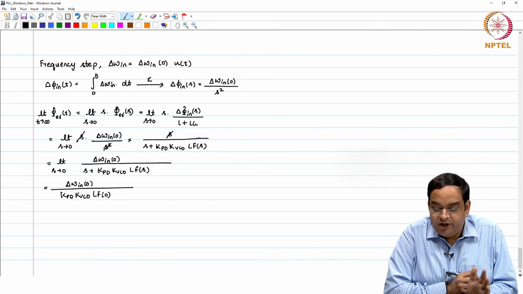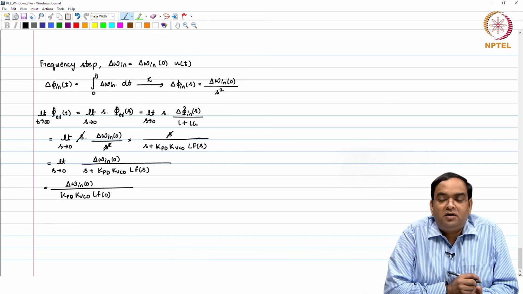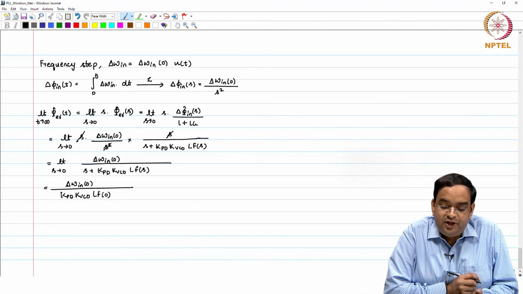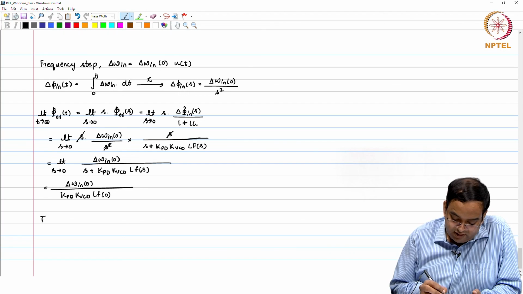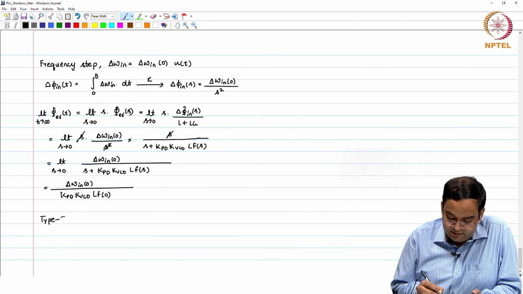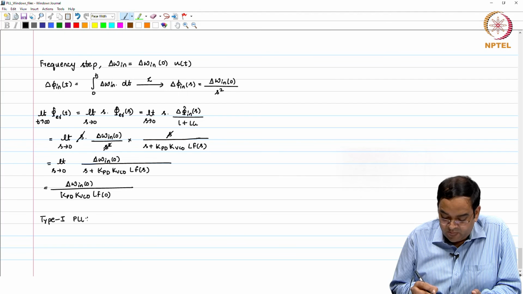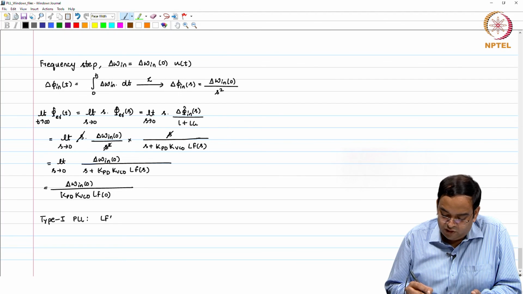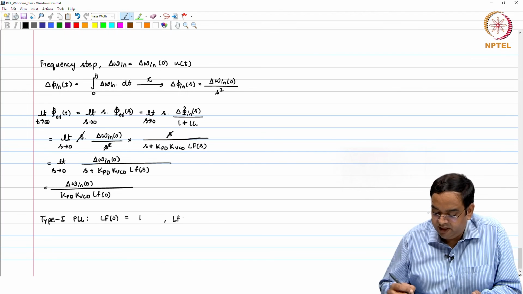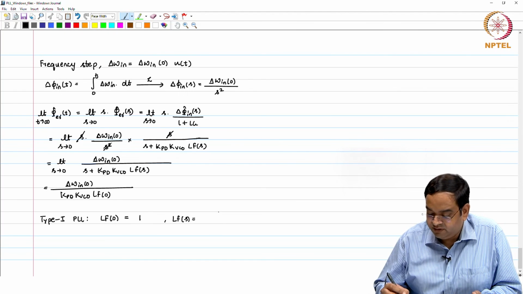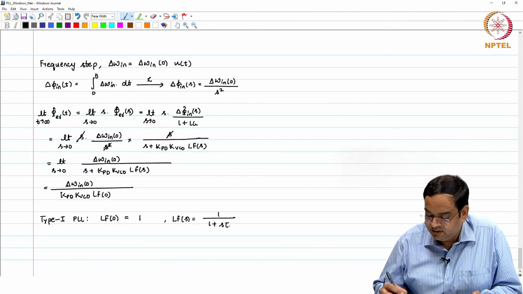So far I have not discussed what loop filter of 0 is, but you can see very well here that for type 1 PLL, loop filter of 0 is equal to 1, where let me just remind you that the loop filter of s we have used for type 1 PLL is 1 plus s tau 1.